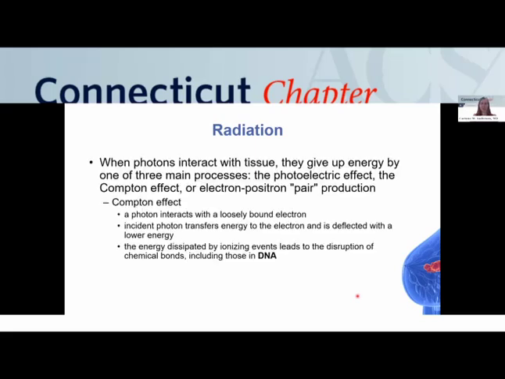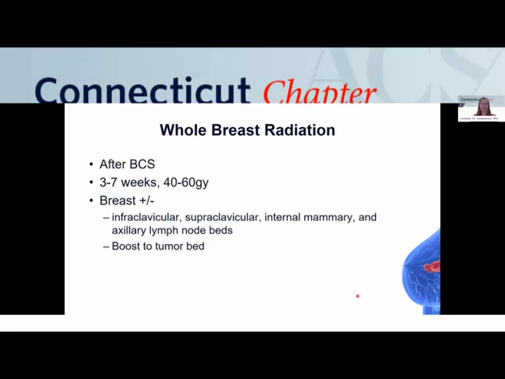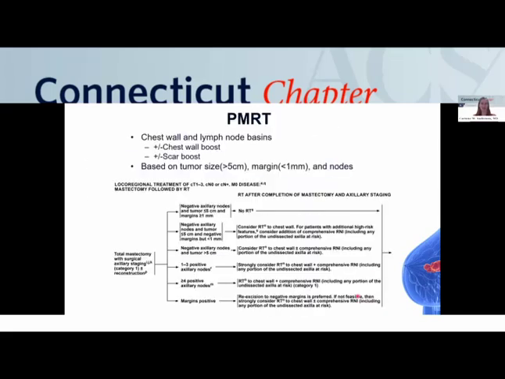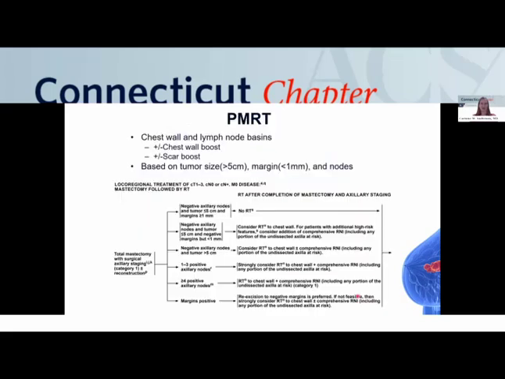Radiation, I'm going to skip through because it seems to have been downplayed more recently in the ABSITE, but just remember that it is really what makes breast conserving surgery equivalent to a mastectomy. Some people have a mastectomy and still require radiation, especially tumors greater than 5 centimeters, those with very close margins, less than a millimeter, or patients that have positive lymph nodes.